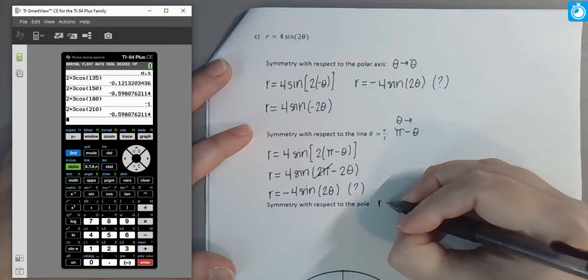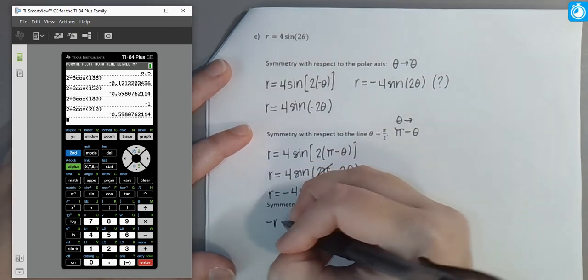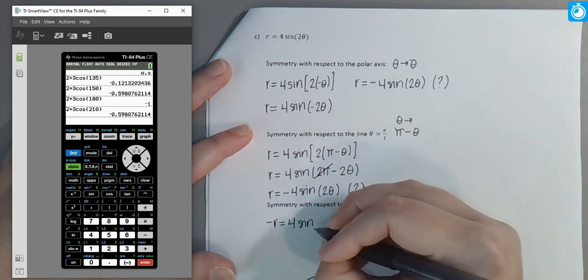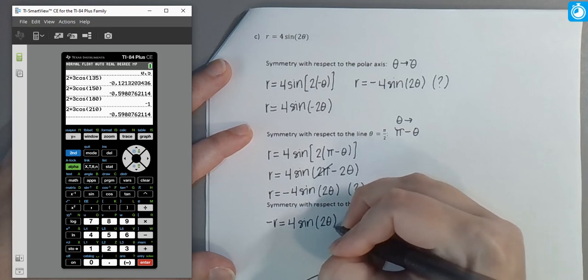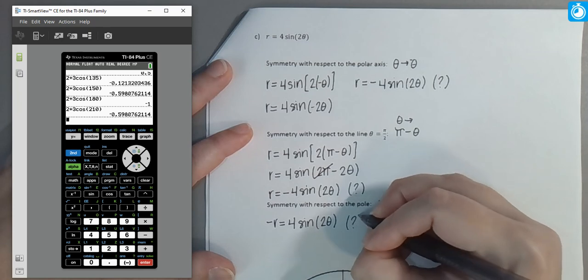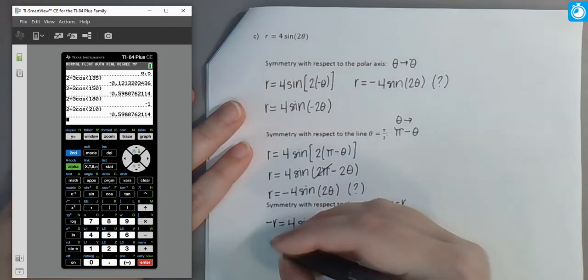And then for the pole, we're going to take r and replace it with negative r. So we have negative r is equal to 4 times the sine of 2 theta. And again, as with the examples we've already seen, there's nothing we can do to get rid of this negative without changing the other side of the equation. So this test is also inconclusive. So unfortunately, in this case, our symmetry tests don't give us any additional information about our graph. So we're just going to have to graph it by plotting points.